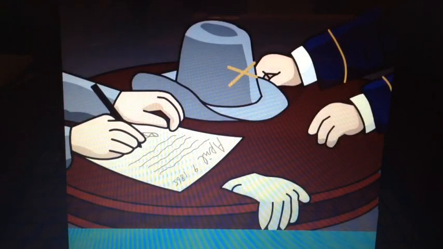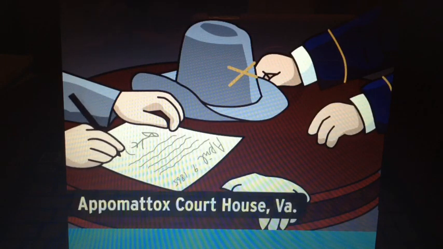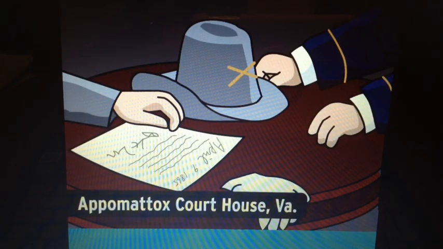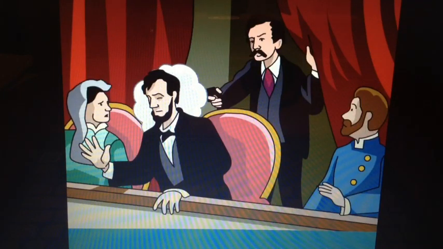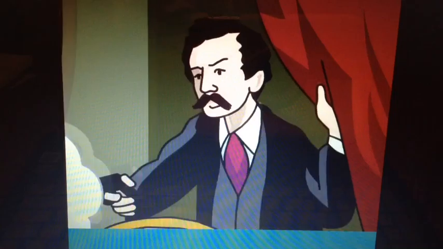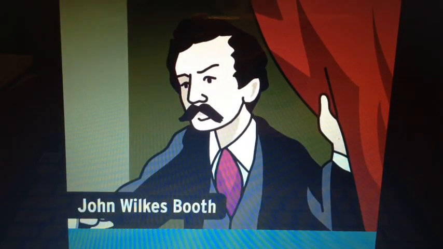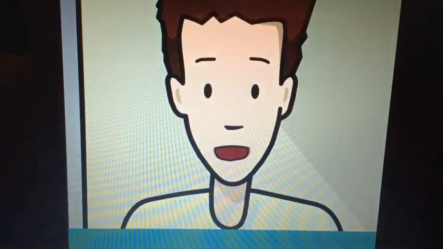General Lee surrendered to Ulysses S. Grant at Appomattox Courthouse, Virginia, on April 9, 1865. The war was over. Only 5 days later, on April 14, 1865, President Lincoln was assassinated while watching a play in Washington, D.C. His killer was a man named John Wilkes Booth, a Maryland actor who was angry about the South's defeat. So that's the Civil War.